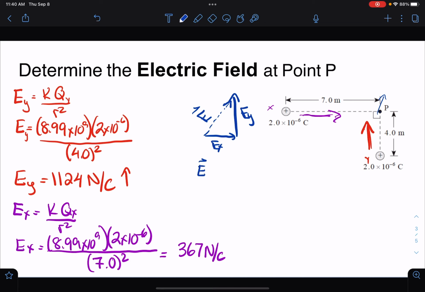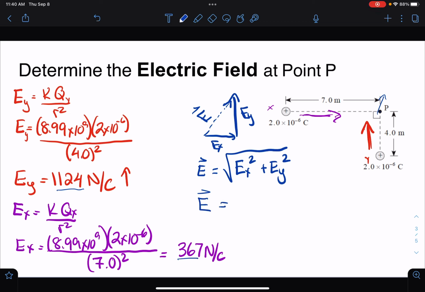So our total field is going to be E in the x direction squared plus E in the y direction squared is going to be E total squared, right? And so we are going to determine it like this. So we're plugging in our x and y directions here, and that should leave us with a total electric field of 1,182 newtons per coulomb.